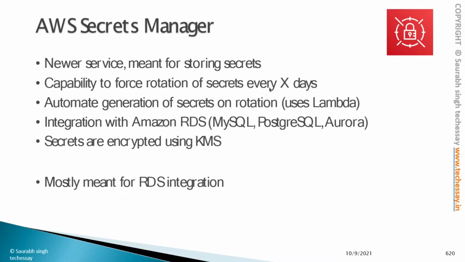So let's talk about AWS Secrets Manager. Basically it is a new service meant for storing secrets and has the capability to force rotation of secrets on every access. It can automatically generate secrets on rotation. It has integration with Amazon RDS, MySQL, PostgreSQL, and Aurora. Secrets are encrypted by using KMS and mostly meant for RDS integration. So when we are talking about AWS Secrets Manager, then we are talking about RDS. So let's move further.